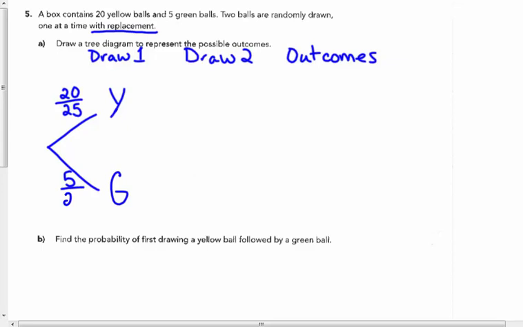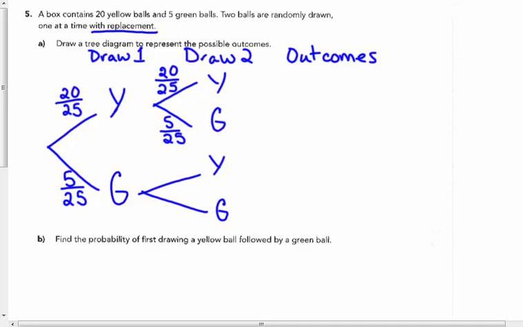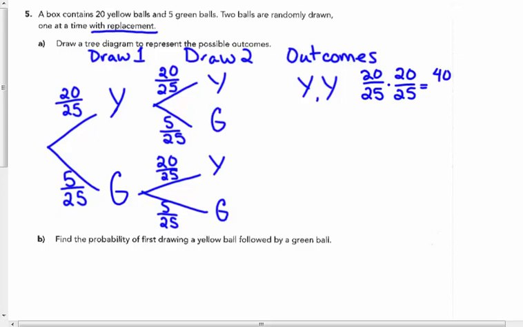Then on draw 2, again, I can choose either a yellow or a green. And I still have 20 out of 25 for the yellow and 5 out of 25 for the green. Make sure you can read your fractions. So yellow, again, is 20 out of 25, and green is 5 out of 25. So now I come to my outcomes, and I can get a yellow, which is 20/25 times 20/25, which gives me a total of 400/625. 400 out of 625 ways to choose out of those 25 balls that are in the bag. 625 possibilities. Wow, that would be a huge tree diagram. Now it's just 4, much smaller.